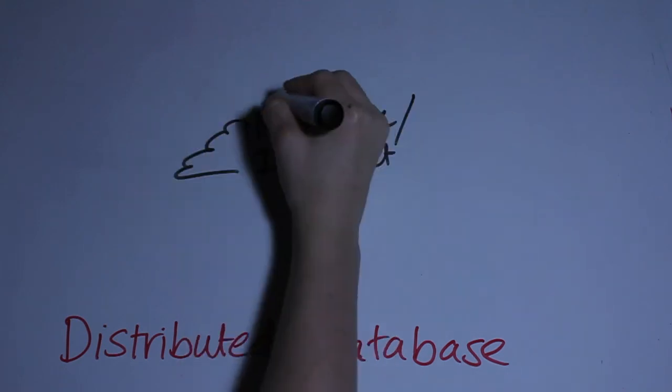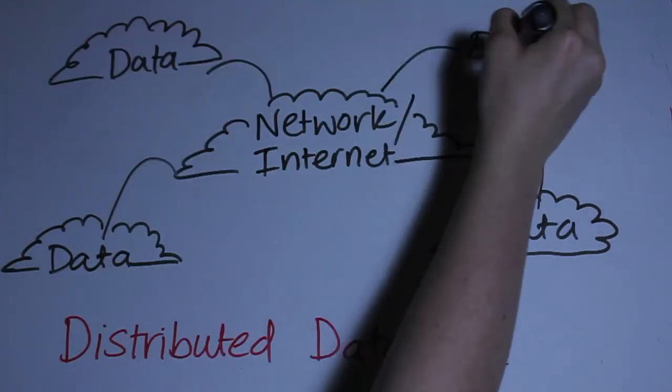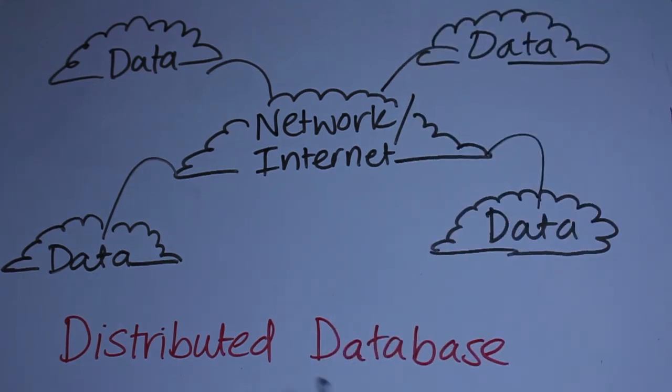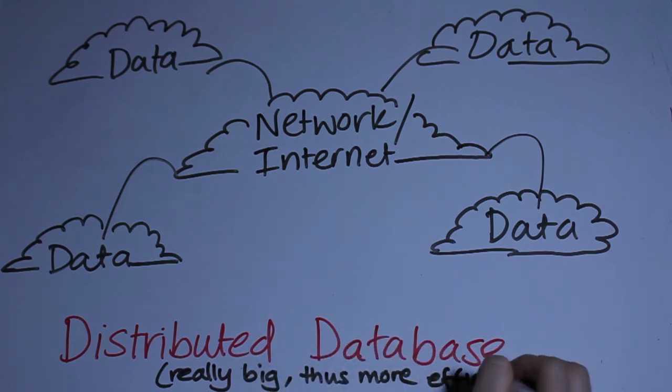While we're on this topic, it's also useful to know what a distributed database and a data mart is. A distributed database is when data exists in separate locations on a network or the internet. It's used when the database within the data warehouse is really big, thus it's more efficient being in multiple locations.